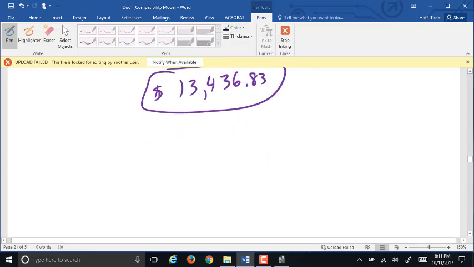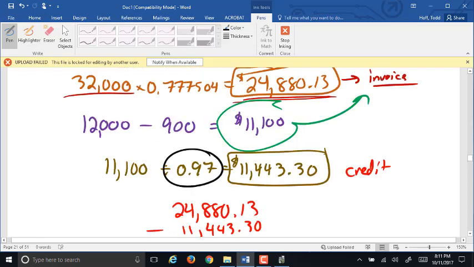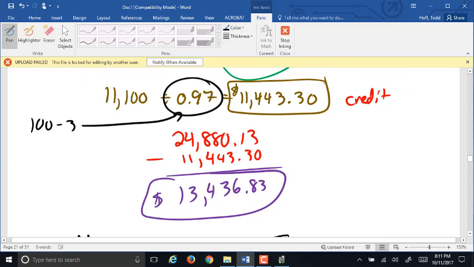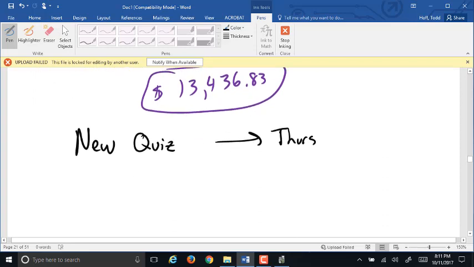Okay, so there is a new quiz. 0.97 is worth 3%. So that's where the 3% makes it 0.97 instead of 0.98 or 0.99. That's a very good question because the 3% kind of gets hidden in the whole process.